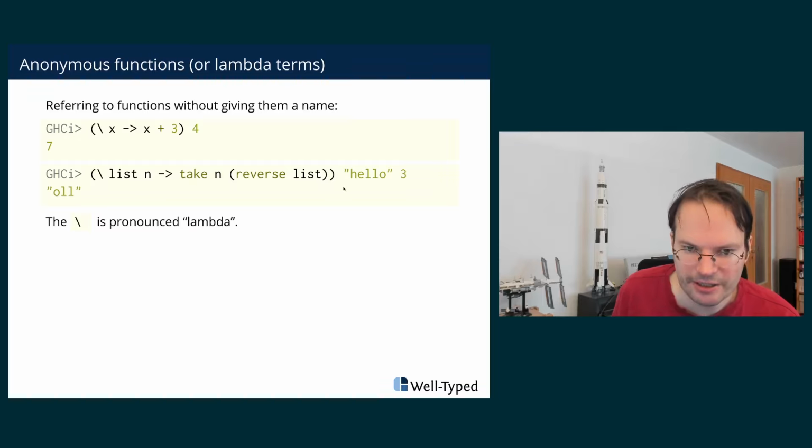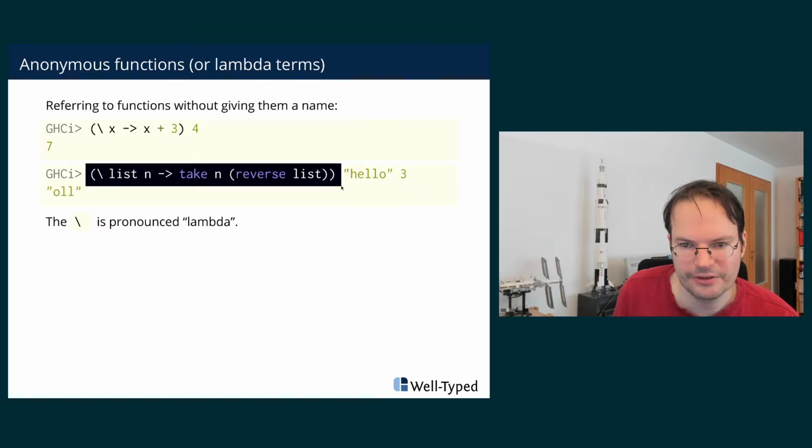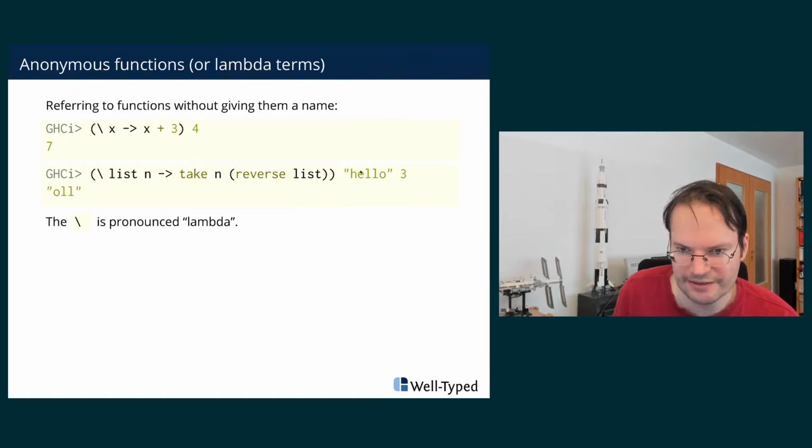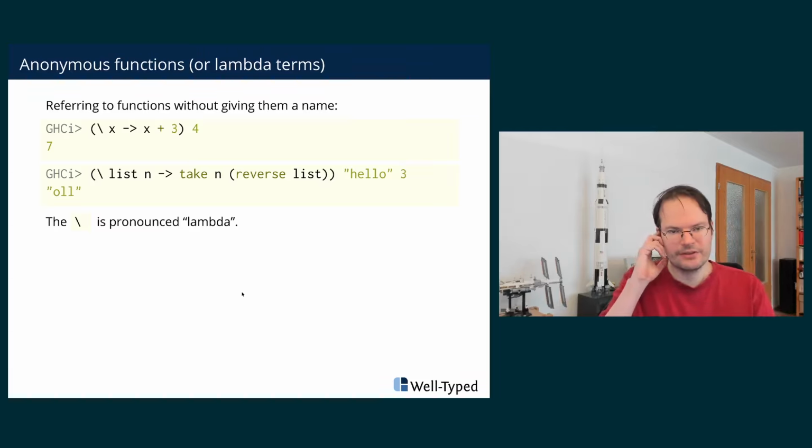We can also do this with multiple arguments, so we can write the function that takes a list and a number, n, and then returns a call to take, with the first argument being n and the second being the reversed list. And then we apply this lambda term here to two arguments, the first being a list, in this case a string, hello, and the second being a number, in this case 3. So we get take 3 of reverse hello, and that is giving us the O and the L and the L.